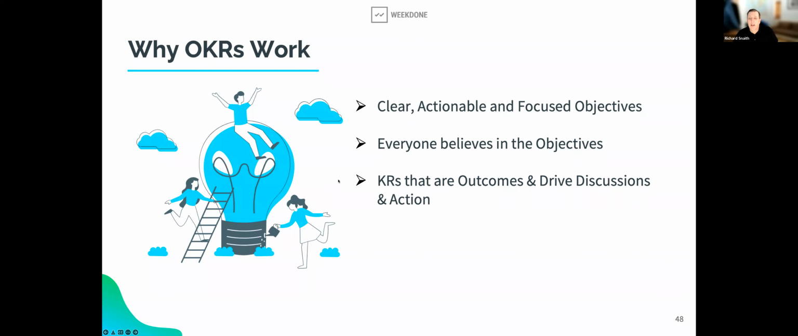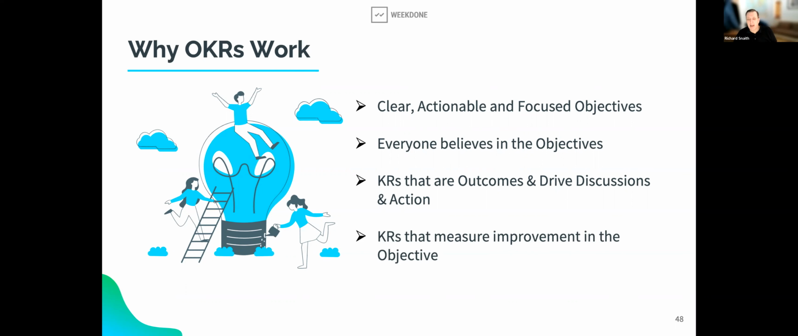The second one is that KRs are outcomes and drive discussions and actions. And that's where writing good key results under good objectives means that they're outcomes. They are not telling people what to do. They're telling people what success looks like. And people then discuss and think through the best ways to achieve those. Try to move them forward, learn, try again, learn, try again, and keep going. It makes OKRs engaging and fun.